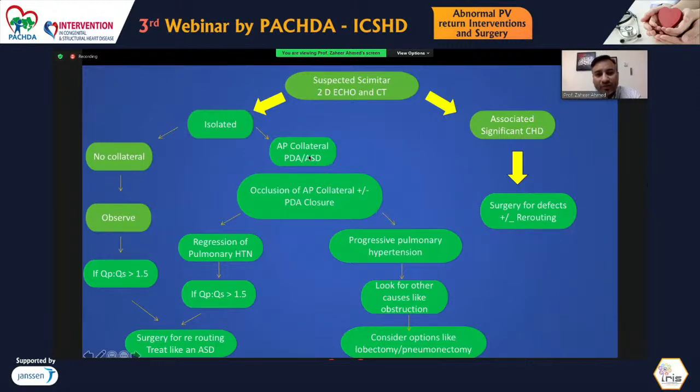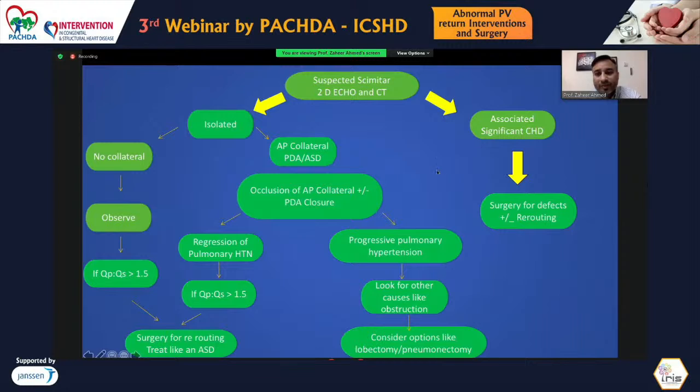In those patients who have aortopulmonary collaterals or PDA, we can occlude them. And if there is significant regression of pulmonary hypertension, again, they can be treated like an ASD. But if there is progressive pulmonary hypertension, then we should look for other causes like obstruction, and we have to think about other options, even lobectomy or pneumonectomy. Those patients who have associated significant congenital heart defects obviously need surgery for their defects. Again, rerouting is an option. It depends on the surgeon's expertise. It could be done in the same setting, or it can be left for a later time, because studies have shown that if this rerouting surgery is done later in life, it has a better outcome.